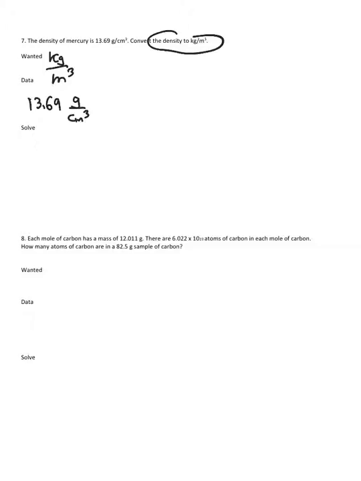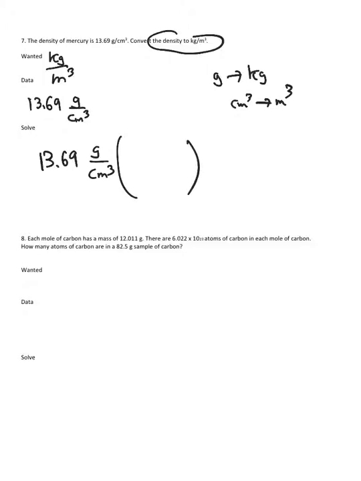Even though it's a ratio, it's going to wind up being our starting point, and we're going to wind up converting grams to kilograms and cubic centimeters to meters cubed. So we're going to have to put our thinking caps on to do this. 13.69 grams per cubic centimeter. Let's first convert our grams to kilograms. So we want grams in the denominator in order to do that. Kilo is an SI prefix that means 10 to the third. So that's our first conversion factor.